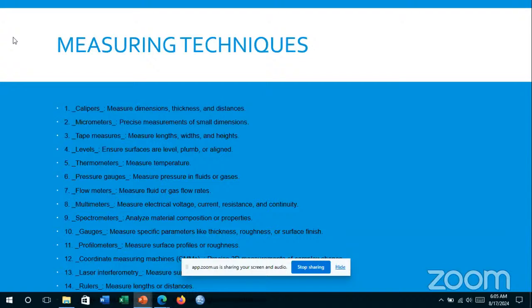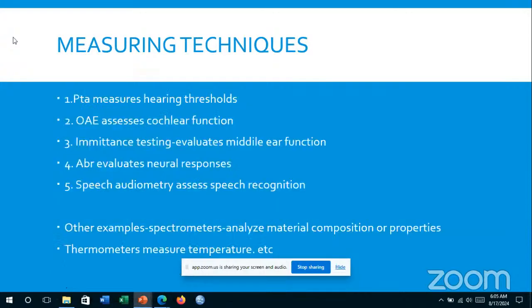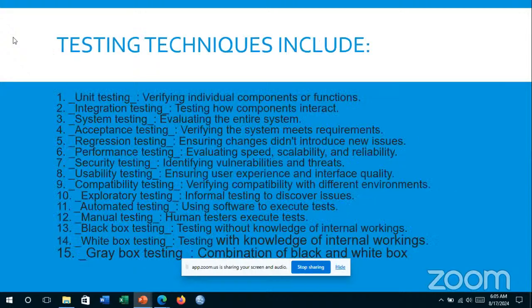So the third concept is testing. Testing is about validation. It's about validation of equipment, process, and patient outcomes. When you are testing, we develop test plans. We create test plans that outline objectives, procedures, and acceptance criteria.